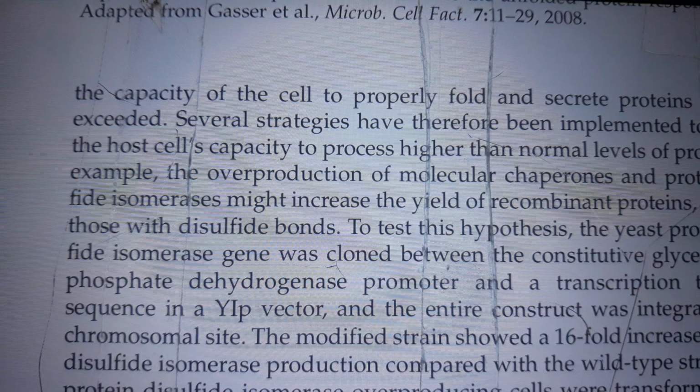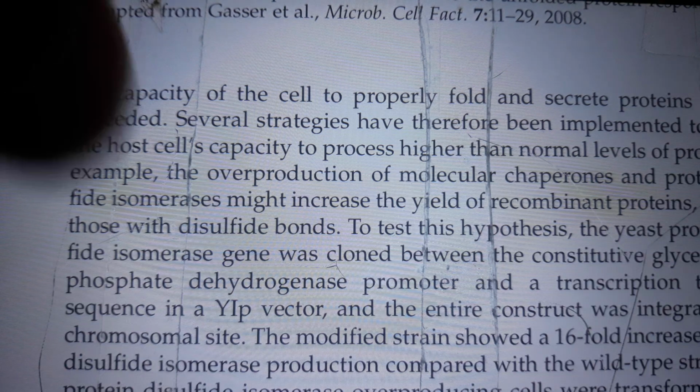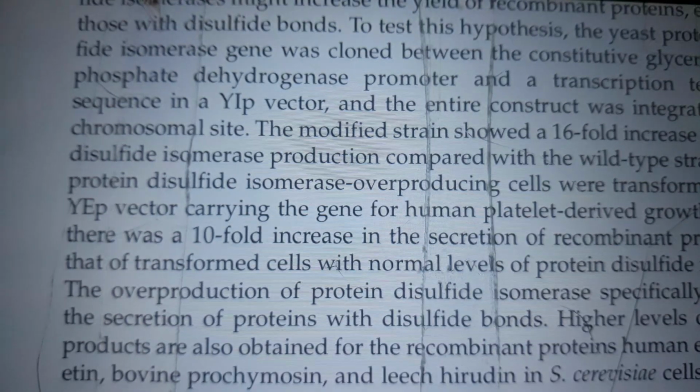For example, the overproduction of molecular chaperones and protein disulfide isomerases might increase the yield of recombinant proteins, especially those with disulfide bonds. To test this hypothesis, the yeast protein disulfide isomerase gene was cloned between the constitutive glyceraldehyde phosphate dehydrogenase promoter and a transcription terminator sequence in the YRp vector, and the construct was integrated into a chromosomal site. The modified strain showed a 16-fold increase in protein disulfide isomerase production compared with the wild-type strain.